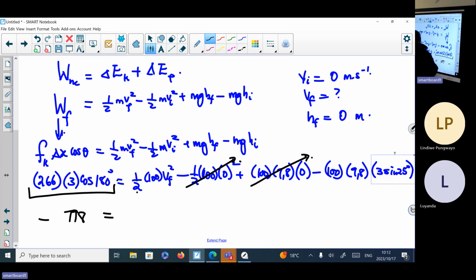Right, let's go this side. This side, we're gonna start with this half of 100, that is 50 F squared. And then we've got this negative 100 times 9,8 times 3 sine 25 degrees. Can you assist us with this? What is the answer there?